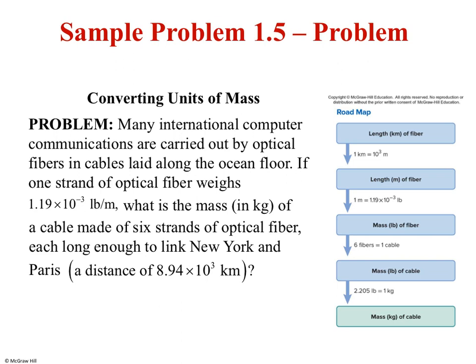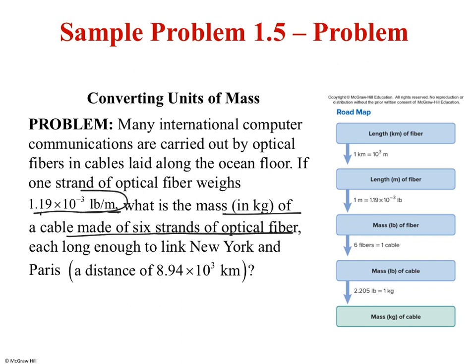All right, we have another example problem, converting units of mass. So let's read our problem, find out what our given is. Many international computer communications are carried out by optical fibers and cables laid along the ocean floor. If one strand of optical fiber weighs 1.19 times 10 to the negative third pound per meter, what is the mass in kilograms of a cable of 6 strands of optical fiber, each long enough to link New York and Paris?